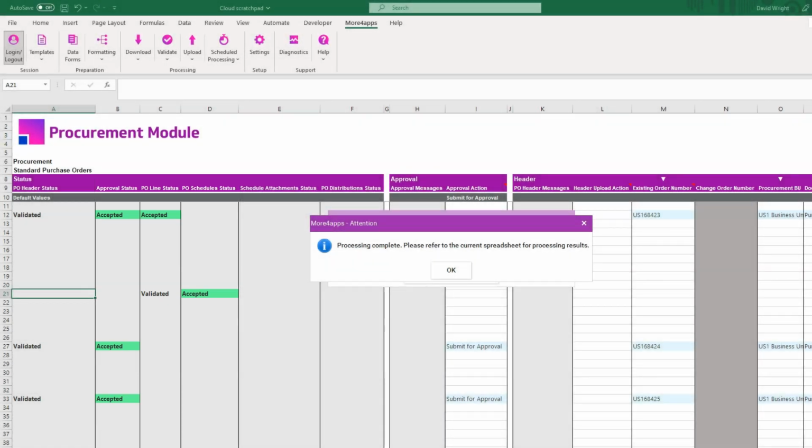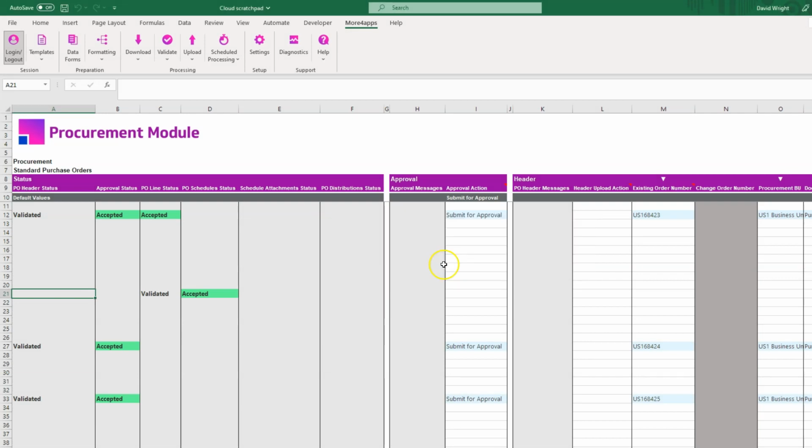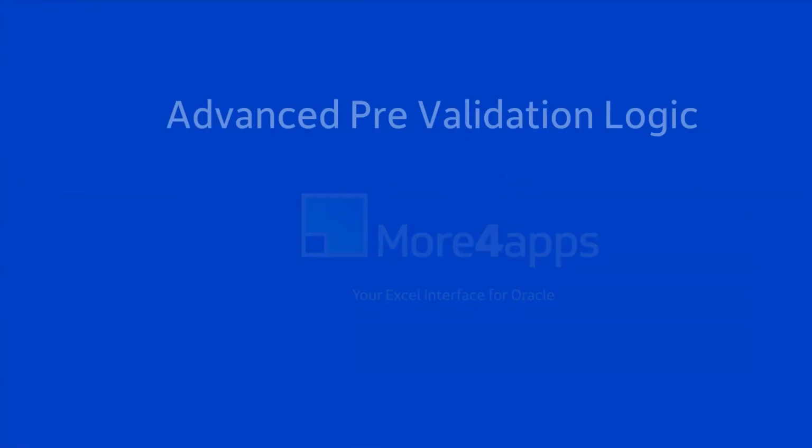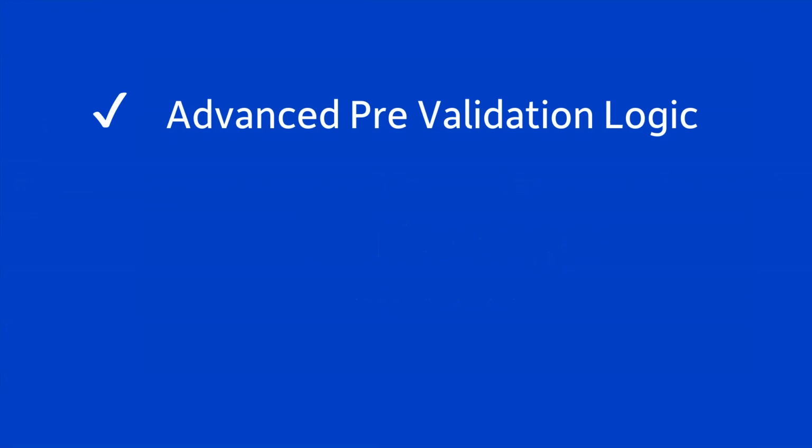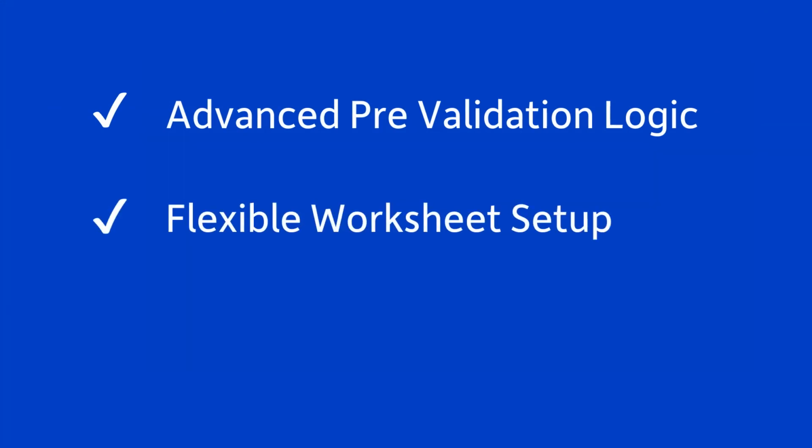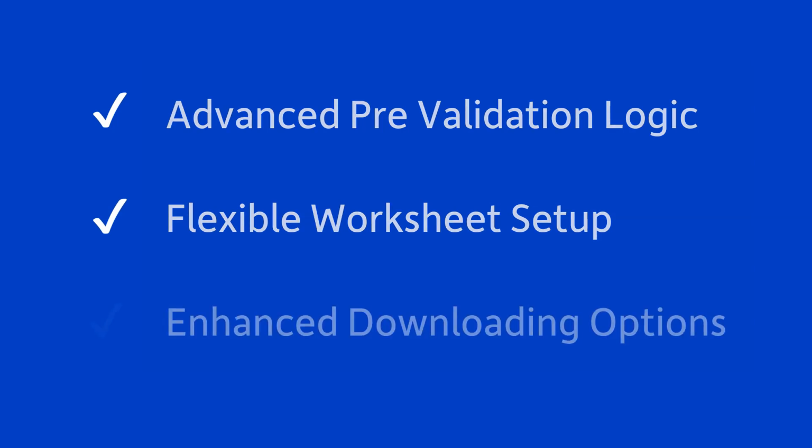So it's really that simple to use the document builder process with More for Apps. Having the power of Excel to be able to slice and dice your requisition data to create the purchase orders is really key. From the advanced pre-validation logic at the upload stage to the flexible worksheet layout so you can align columns to how you want to see the data, and of course that enhanced downloading option.